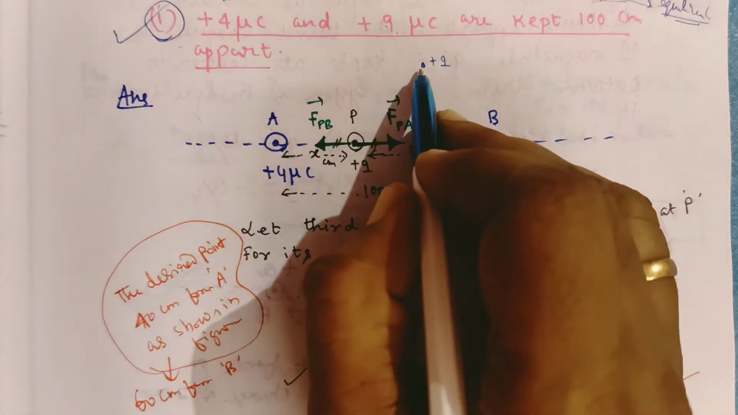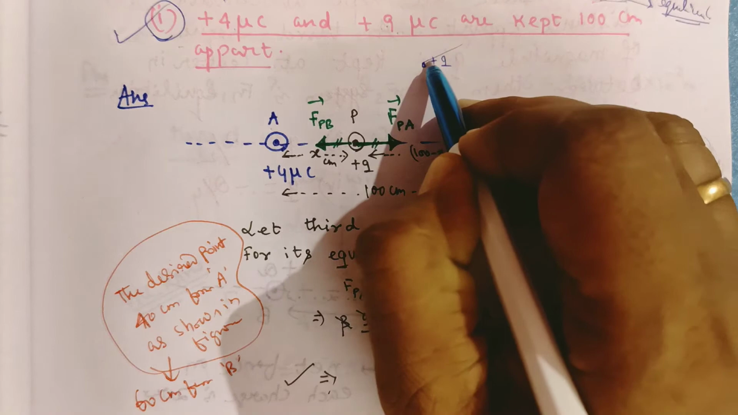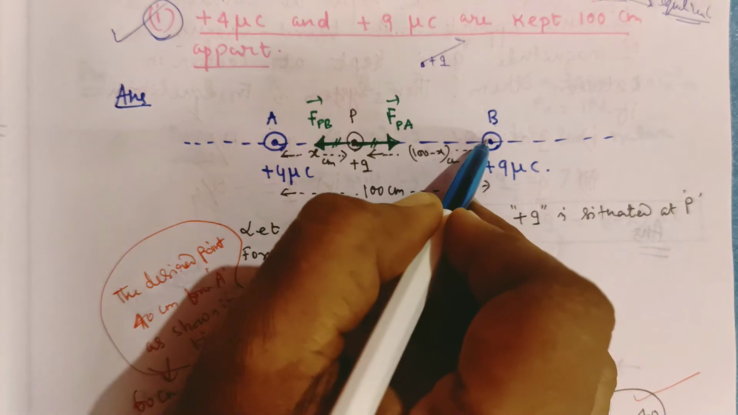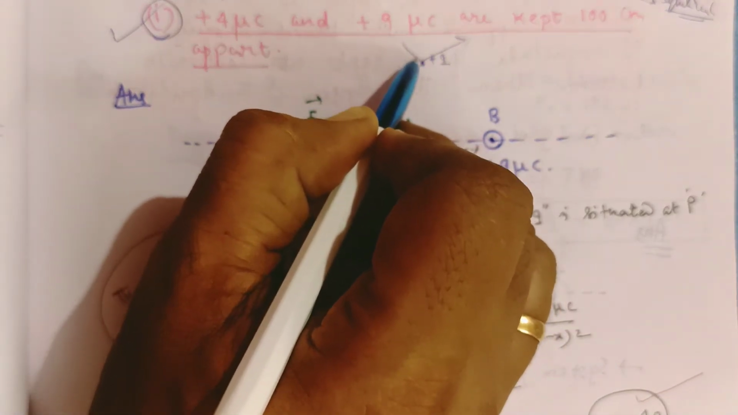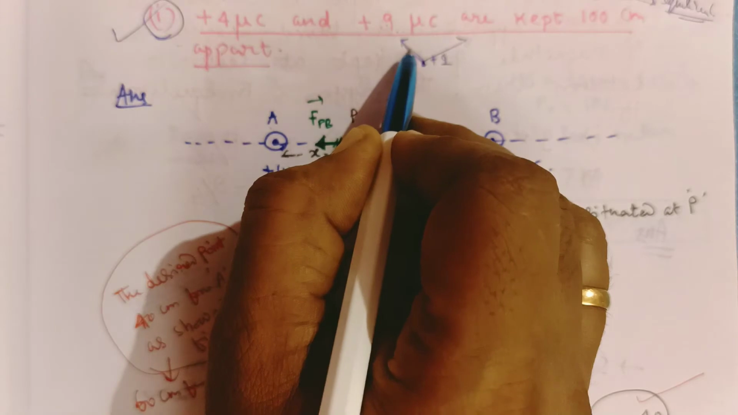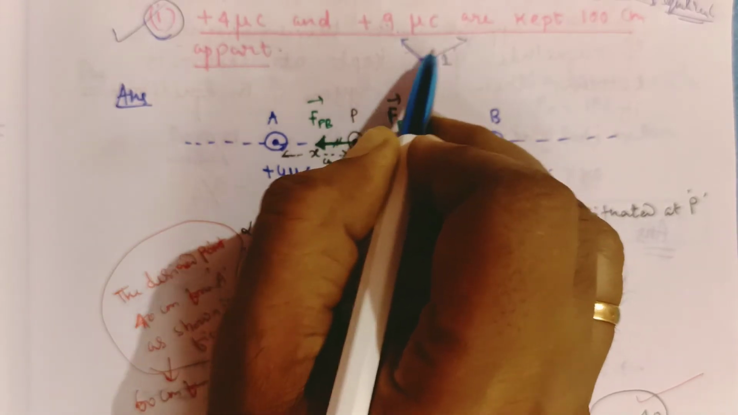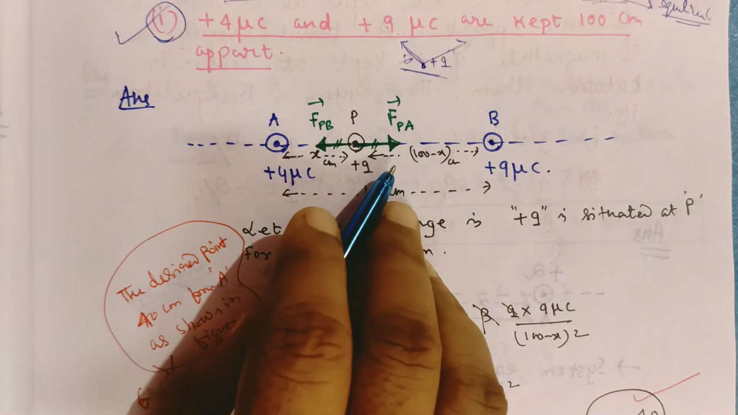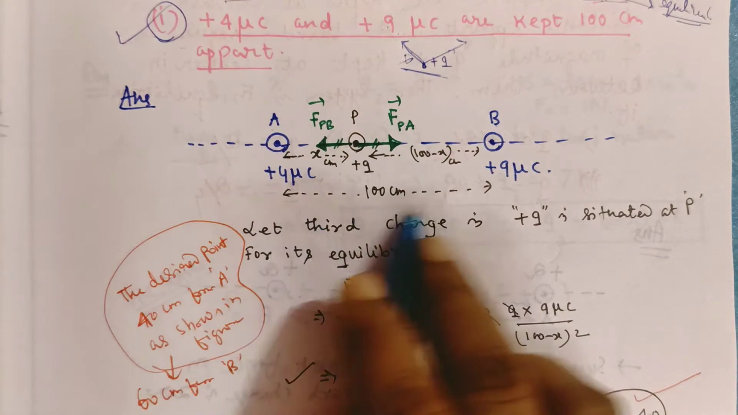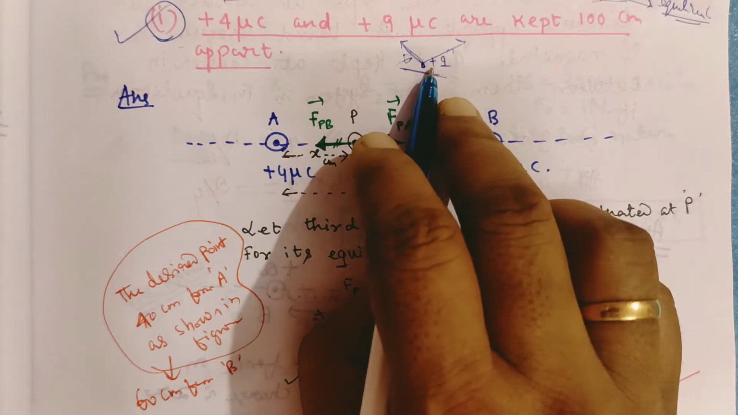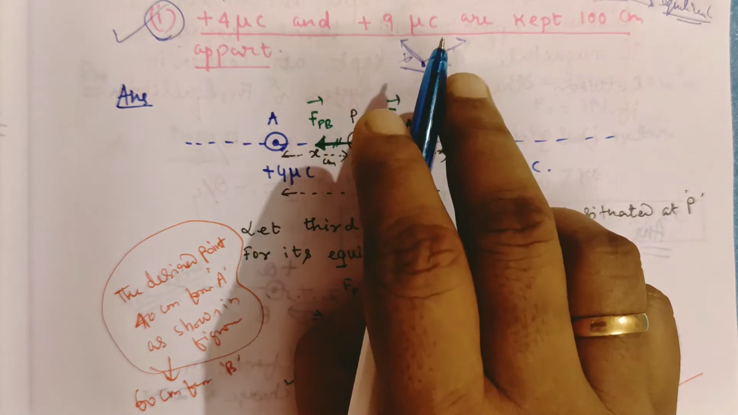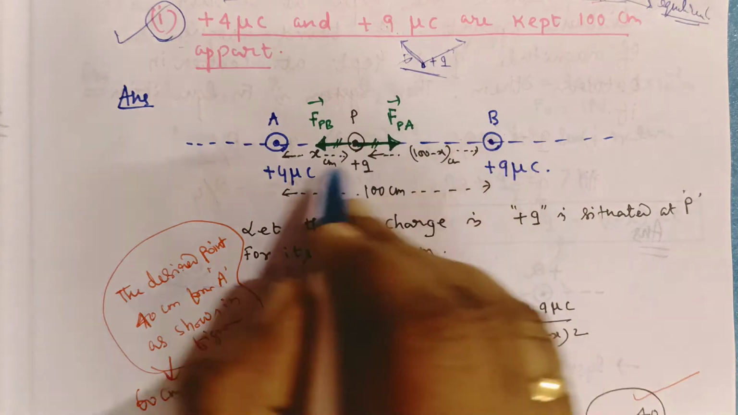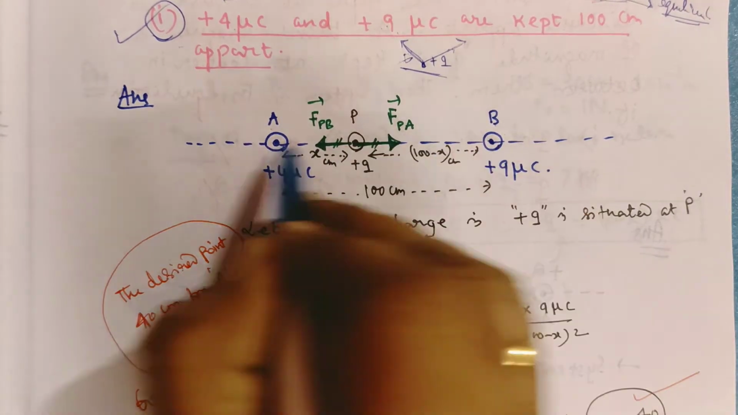This positive charge will repel it in this direction. Simultaneously, the charge B is positive, so it also repels this charge in this direction. You see, these two forces are not in opposite directions, so they can never cancel each other. So this point is wrong. Similarly, anywhere you put the third charge, you will get this type of problem. Your problem can only be solved if the third charge is kept in between the two point charges.